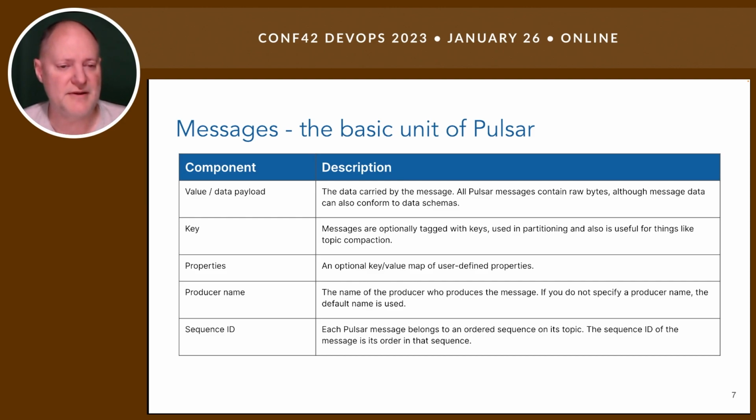You can have that message data conform to different data schemas. And since it's raw bytes, I can put anything I want in there. I can put a PDF, but I could also put JSON, Avro, Protobuf, all the different data types in there, which is really nice.